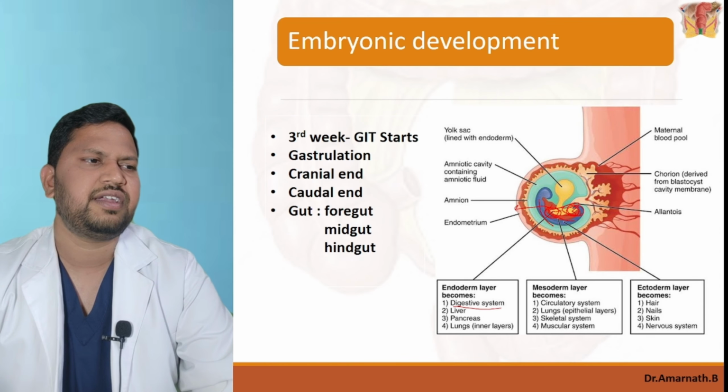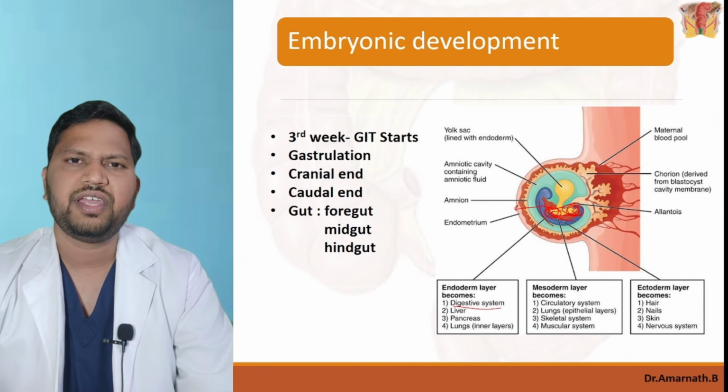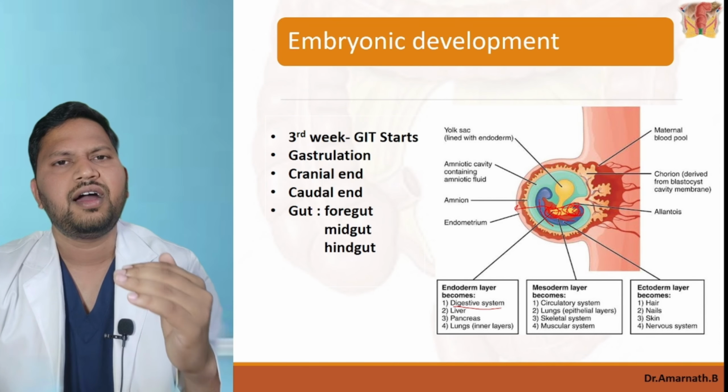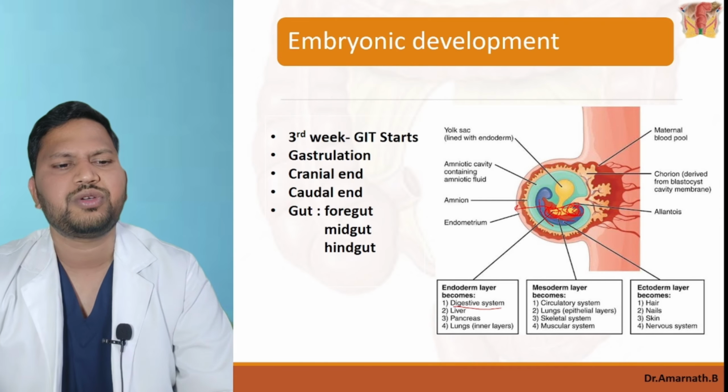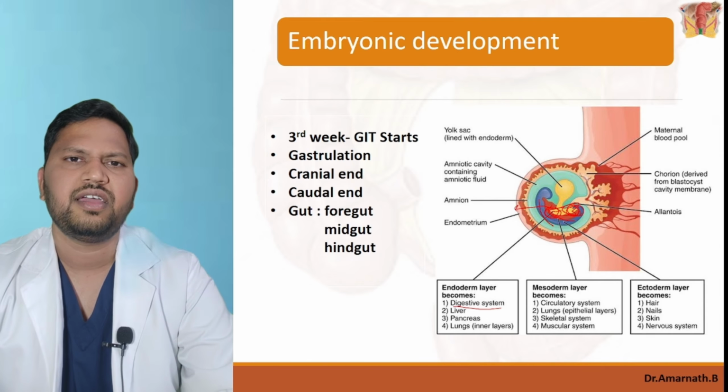So the rectum is developed purely from the endoderm, whereas the anal canal's upper 1/3 is derived from the endoderm and the lower 2/3 is derived from the ectoderm. So the anal canal has a different blood supply.